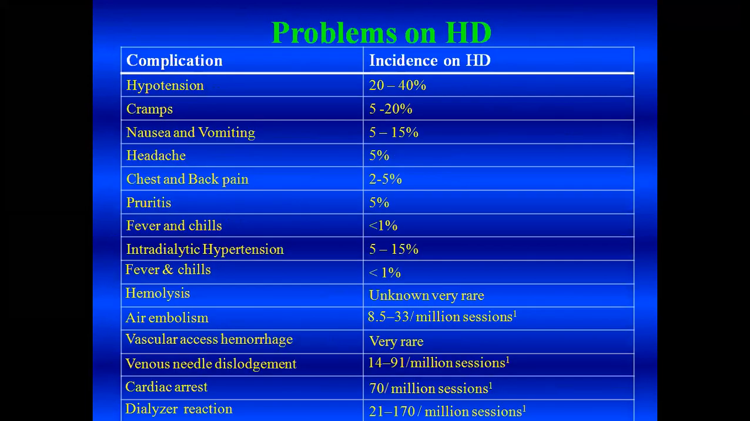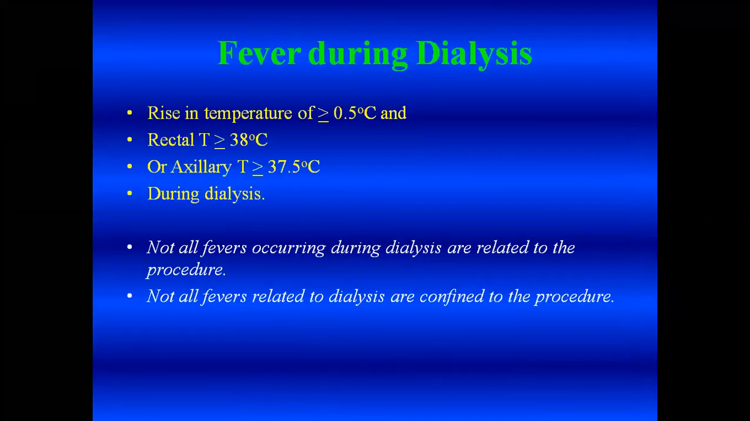Some of the problems that arise on hemodialysis, of which the commonest is possibly hypotension. Cramps can be very troubling to a patient. Nausea, vomiting, headaches, chest and back pain, pruritus, fever and chills, hemolysis, air embolisms, access hemorrhage, which is very rare. I'm fortunate to have not seen it so far. Venous needle dislodgement, less than 100 per million sessions. Cardiac arrest, that's given as 70 per million sessions, but that's something that unfortunately many of us have seen. And dialyzer reactions, which are also becoming rare.